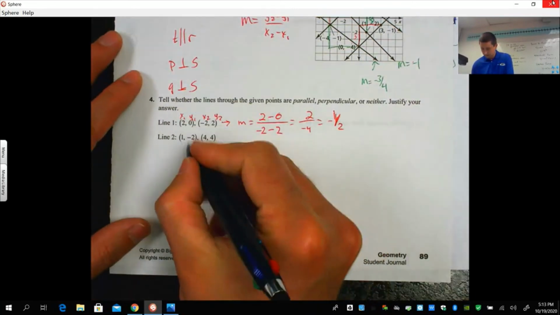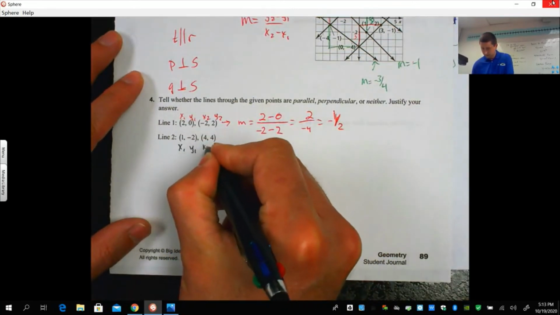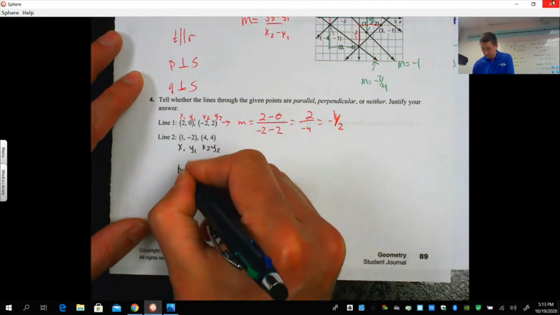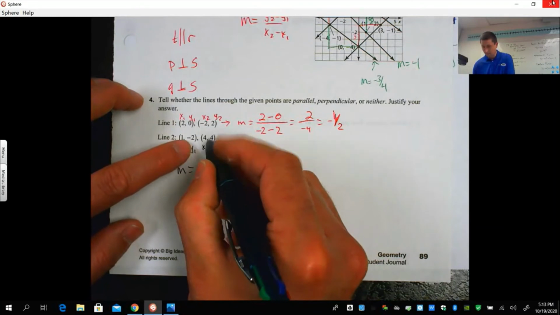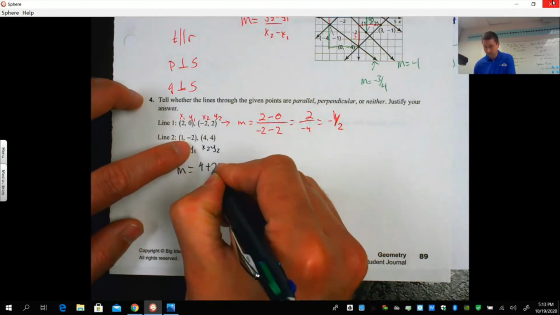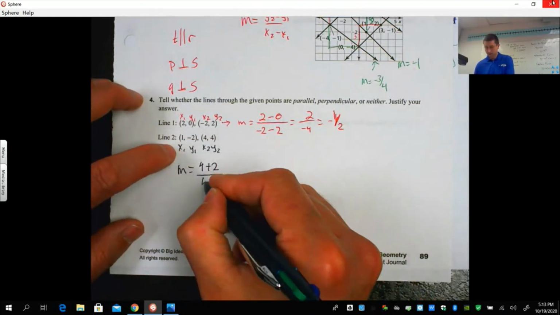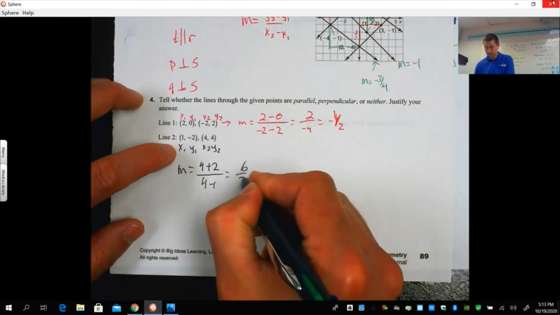Okay, so down here, x1, y1, x2, y2. So your m is going to be y2, 4, minus y1, negative 2, that's going to be 4 plus 2 over 4 minus 1, so that's 6 over 3, which is 2.